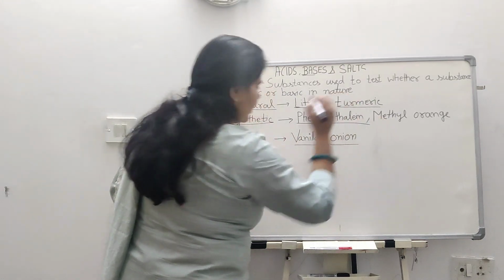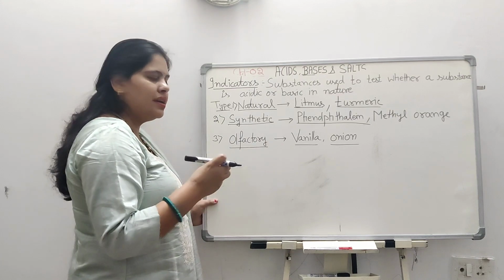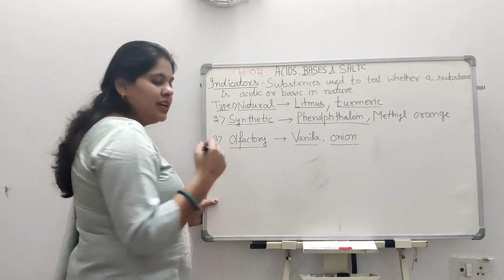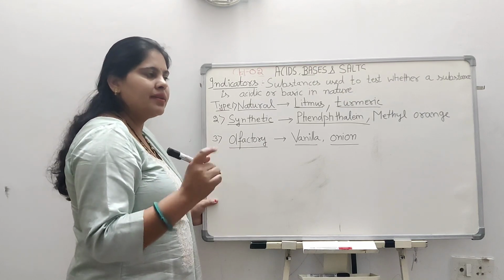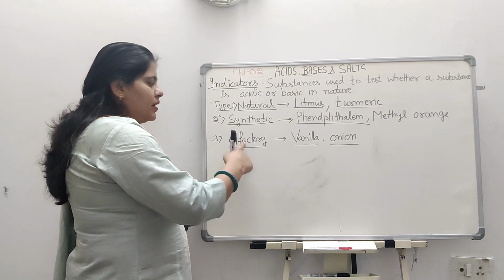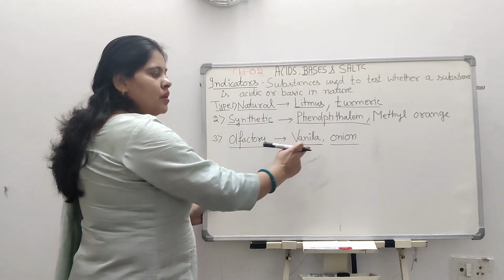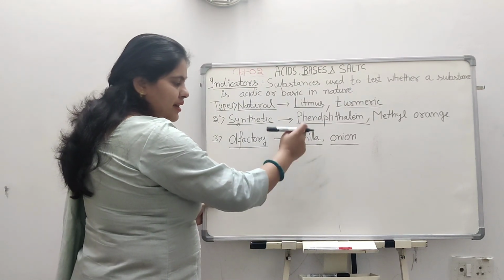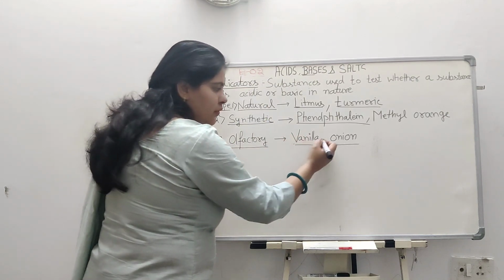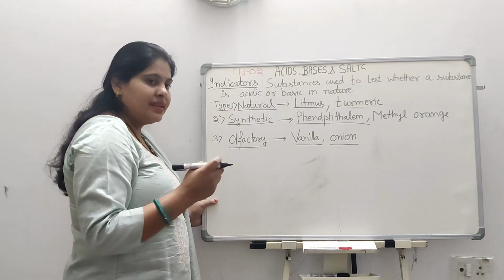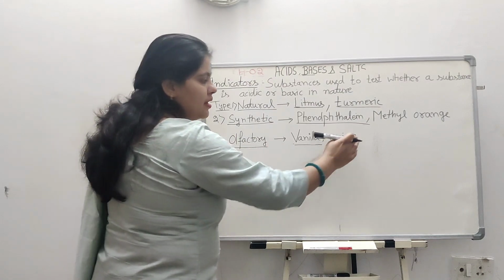Now let us see how phenolphthalein and methyl orange work. Methyl orange is a synthetic indicator. If you add a few drops of phenolphthalein indicator to basic solution, it turns pink, while in case of acidic solution, it remains colorless. Similarly, now in olfactory indicator with vanilla. In the case of basic substances, the smell of vanilla increases, while in case of acidic substance, the smell can decrease or it can disappear.